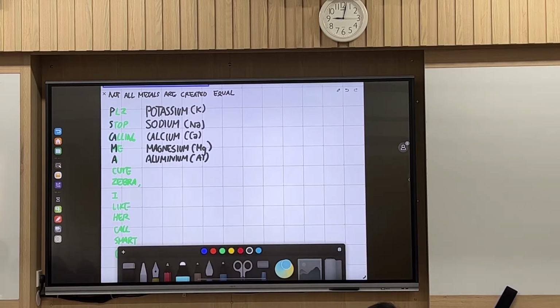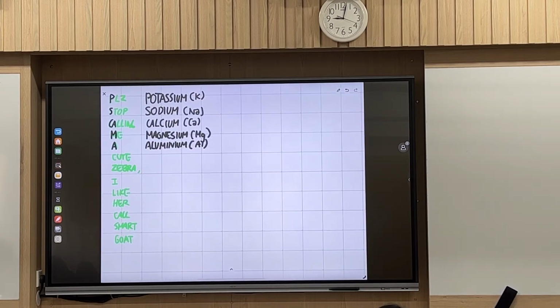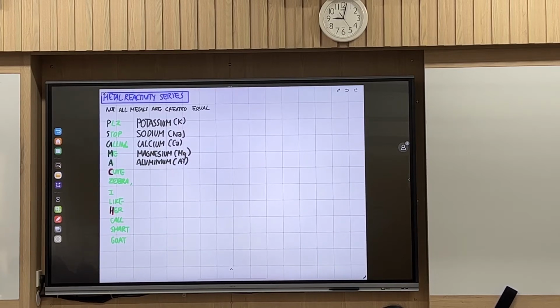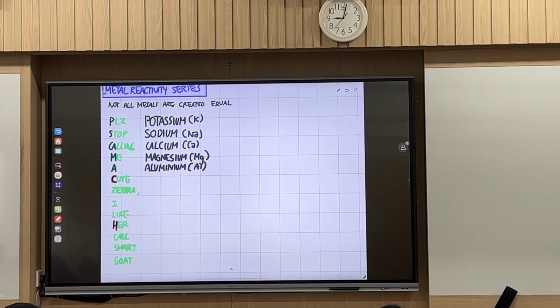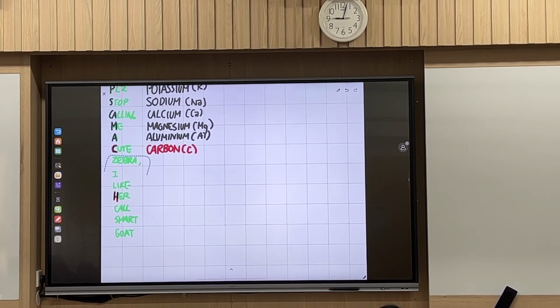Can you use a special pen, maybe a red pen? Make this red as well, because they are not metals. Don't you find this weird? We are talking about the metal reactivity series. Why do we have a non-metal in here? Well, later you will see. This non-metal dictates how the other metals are extracted. But put this down first. This is a special element, carbon. It is not a metal, but you will see why we put it inside the metal reactivity series.